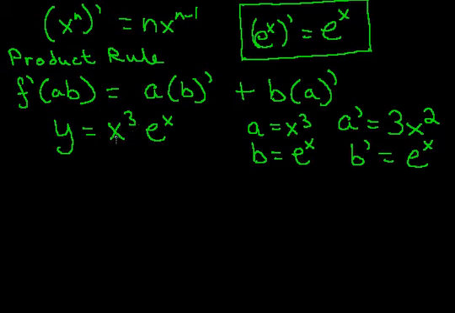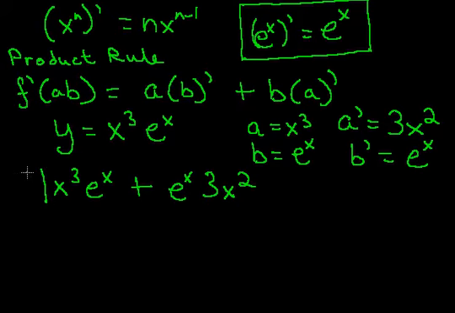So now we can write, we have x cubed times e to the x. We have to put it in this form, so it's A times B prime. A is x cubed, so it's x cubed times, and B prime is e to the x, so it's x cubed e to the x. And then it's plus B times A prime. B is e to the x, and A prime is 3x squared, so it's plus 3x squared.